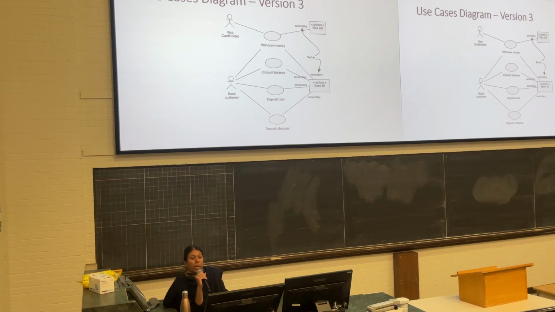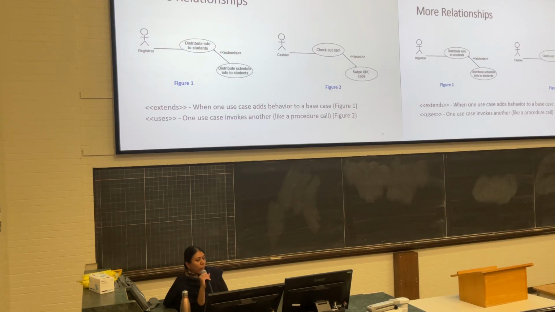So there are more relationships. Generalization is not the only one of them. You also have what we call extends, as in the first figure. So what does extend mean? It's basically a use case adding more functionality to what we call the base use case. The arrow is normally from the extension use case to the base use case.